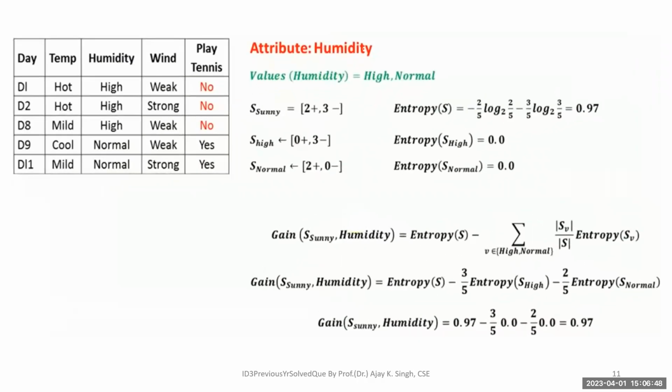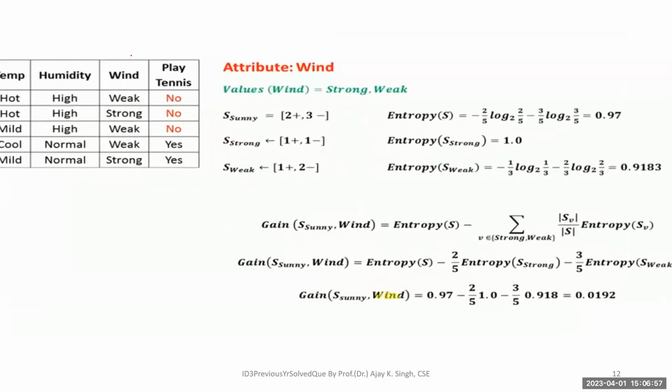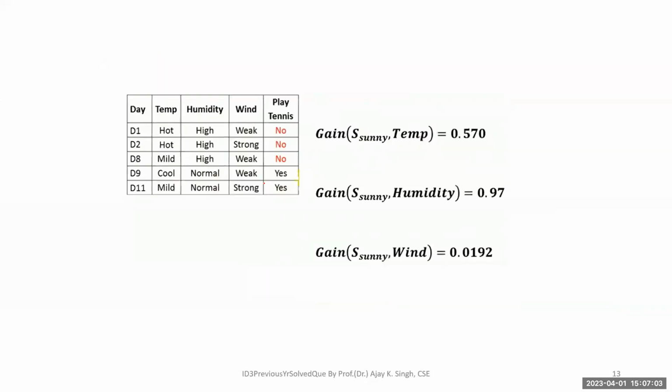So this is for humidity. I'm going to get some gain. This is the gain. Again for wind, and last this one, I'm going to get some gain with this one. And then I'm going to compare. This was for Sunny, this number of days in which Sunny was found.